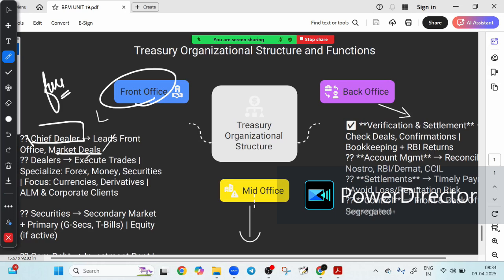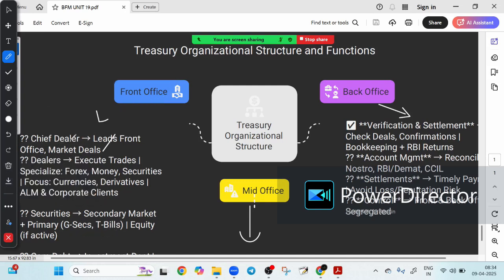They cater to both corporate clients and handle the ALM, right? So they cater to corporate clients, they handle the ALM, and they also manage the secondary market for securities like government security and treasury bill, and equities.